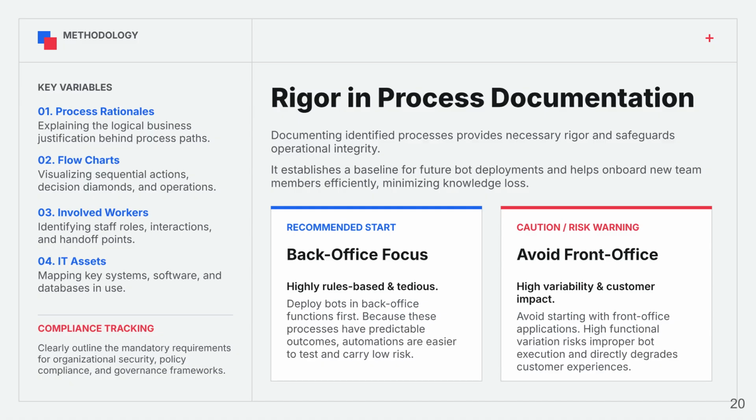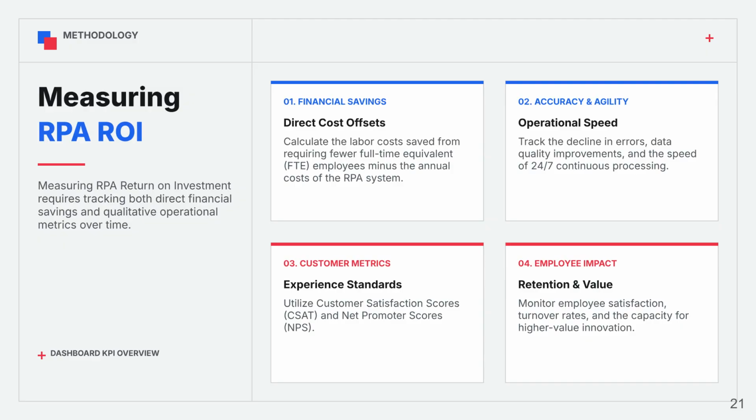Careful documentation, therefore, becomes the key to building reliable, scalable, and successful RPA solutions. Measuring the success of an RPA project goes far beyond counting the number of software robots deployed. Organizations must evaluate whether automation is delivering measurable business value over time. This is achieved by monitoring return on investment, or ROI, using a combination of financial and operational performance indicators.